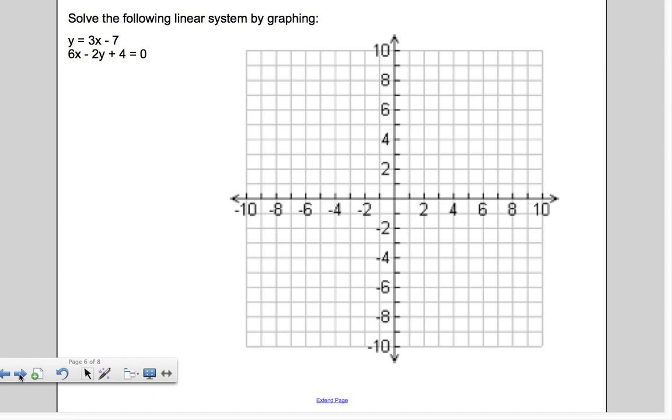Okay, so now we have two other equations. I'll quickly do this. This first one is simple to graph. The y-intercept is -7, and my slope is 3. So up 3 over 1, up 3 over 1. My graph is going to look like this.